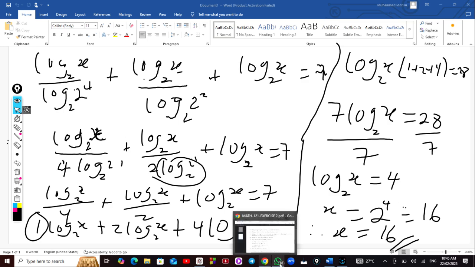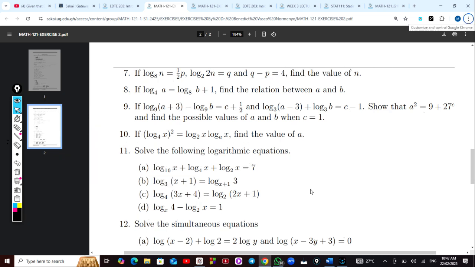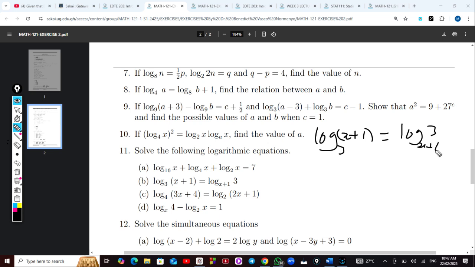So let's look at the b part of the question. Is logarithm of x plus 1 base 3 is equal to logarithm of 3 to the base x plus 1. So with this question, change it to a common base. So we are changing to what? Base x plus 1. So the left hand side, we are doing nothing with it. We are only changing the right hand side. So I have 3 to the base 3. We are changing to base 3. Logarithm of x plus 1 to the base 3.